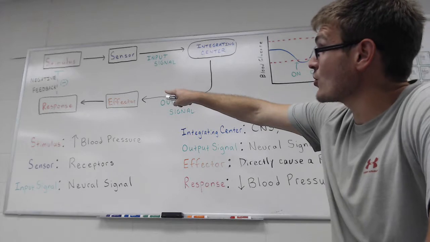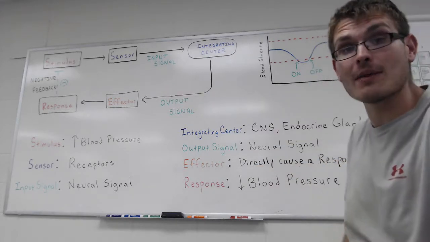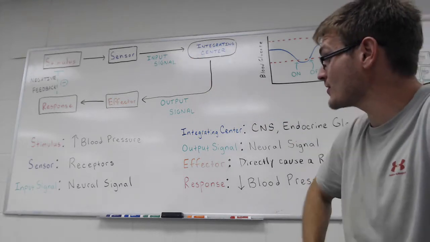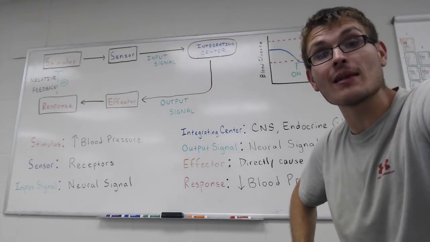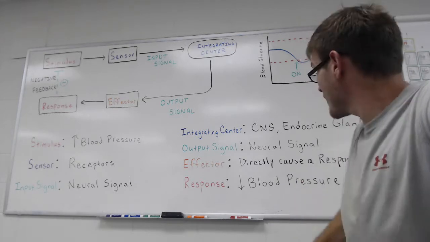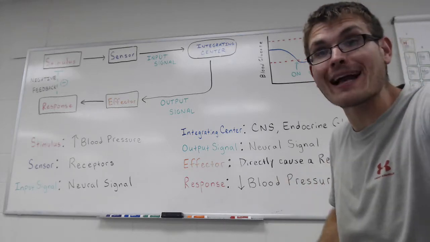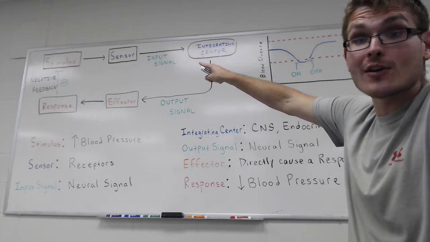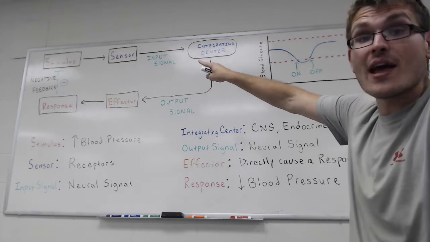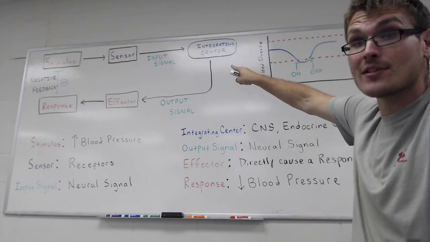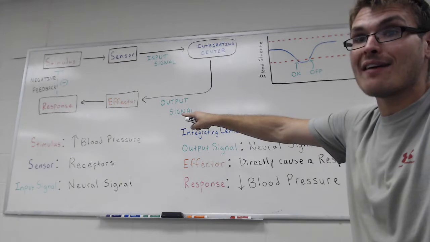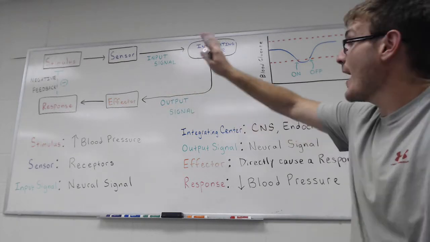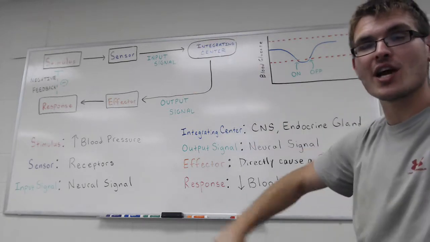So if you see here, your response, which is that the blood pressure comes back down, we say that it has negative feedback on the stimulus. Keeping in mind that our stimulus was that the blood pressure was too high, so that really if we bring the blood pressure back down, the stimulus goes away, the sensor no longer detects any problem, the sensor then will no longer send an input signal to the integrating center, will no longer have an output signal, the effector will stop receiving information to do stuff, and this whole thing will just naturally shut itself off.